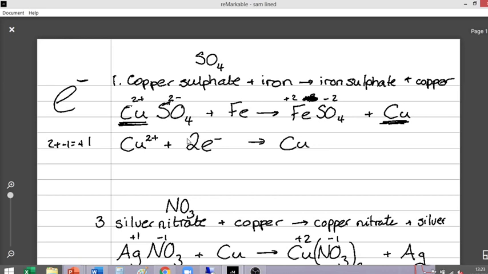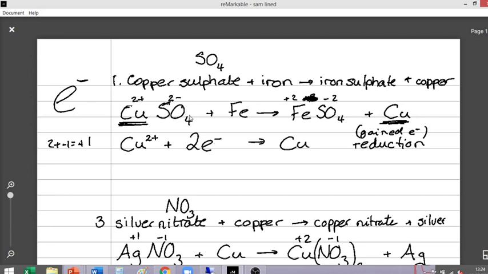In this example, is it oxidation or reduction? Oxidation is loss of electrons, reduction is gain. The copper ion here has been given electrons, so this has been, well, this is the reduction reaction because it has gained electrons. There we go. Gained electrons, it is a reduction reaction.